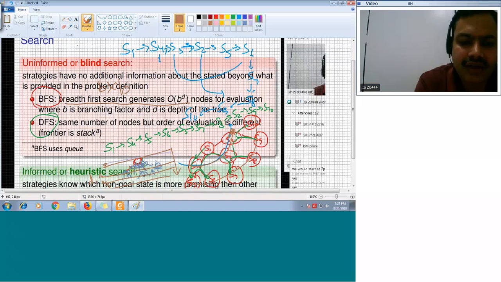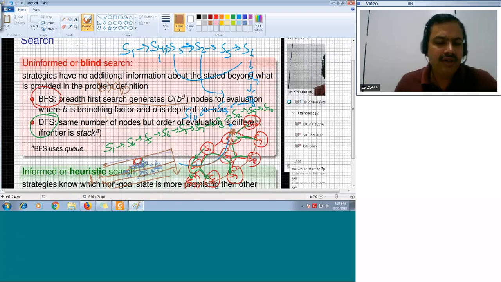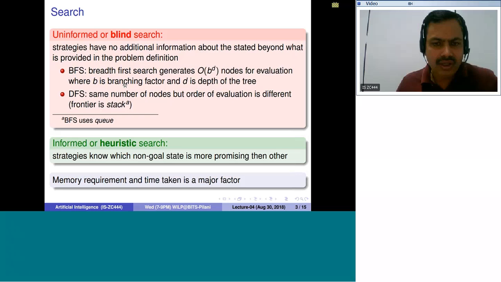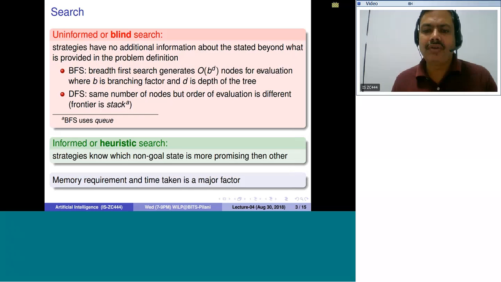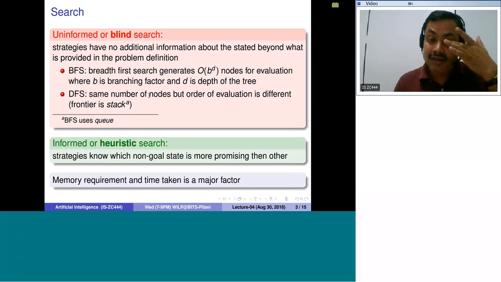So this is what is written over here. You get B to the power D number of items. It is also important to know that breadth first search generates order of B to the power D nodes for evaluation. The same number of nodes is also generated in DFS, because for every item DFS would also be generating all those items. It would be generating the same items, but we know that the order is going to be different.